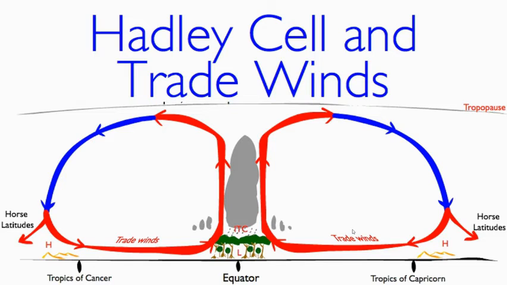Now, notice that this happens in the troposphere. Right at the top of this diagram is the tropopause. So this is where the Hadley cells are. Now, the Hadley cells are not the only cells out there, and we're going to talk about those in a moment. If you want to do a step-by-step drawing, here are some steps for you.